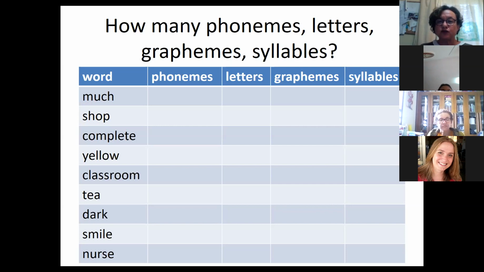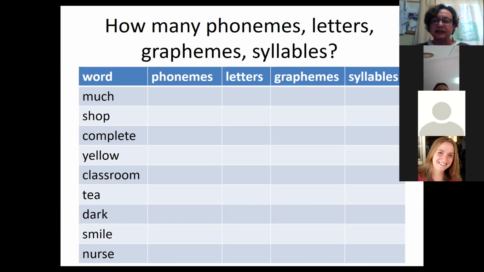And then graphemes, remember a grapheme is 1 or more letters that represent a phoneme. So the M would be 1 grapheme, the U would be another grapheme, and CH would be another. So you have 3 graphemes, and a syllable is a unit with a vowel sound in it. So much is 1 syllable.